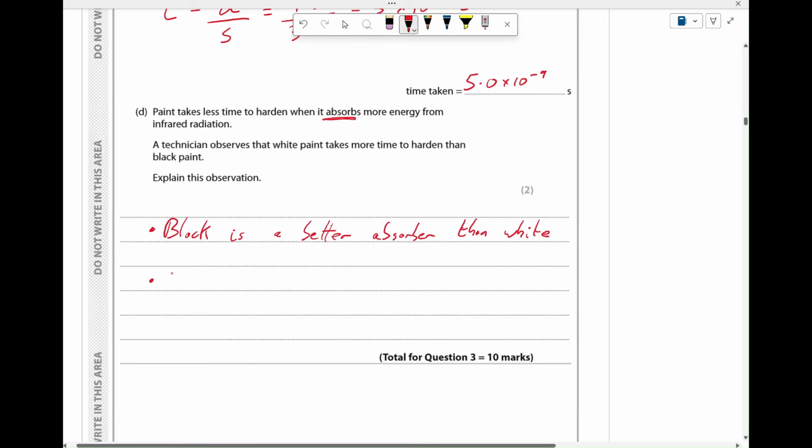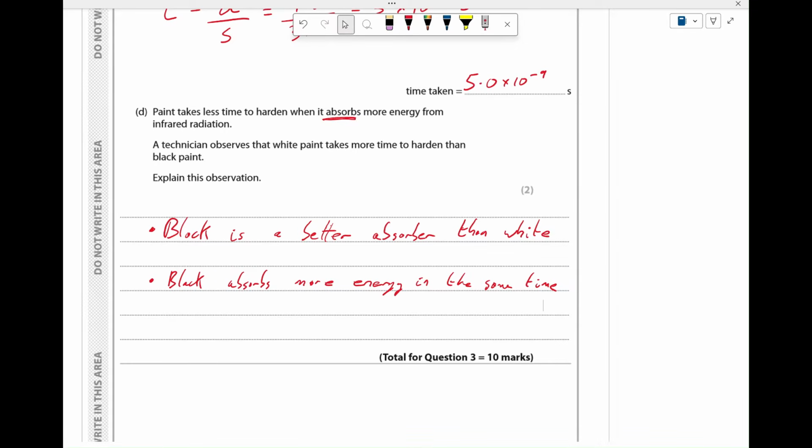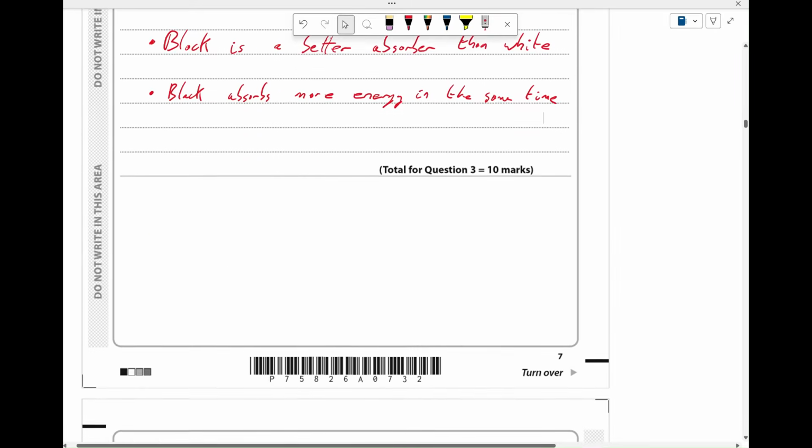Okay, so what does this mean? It means black absorbs more energy in the same amount of time. Okay, if we've got the same amount of time, however long it is for this car to dry, black's absorbing more energy.